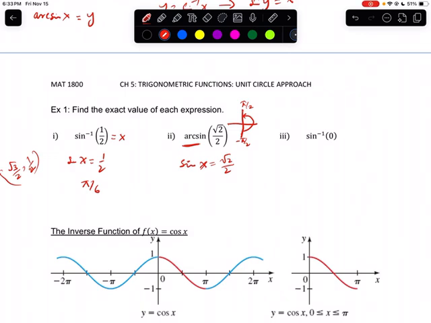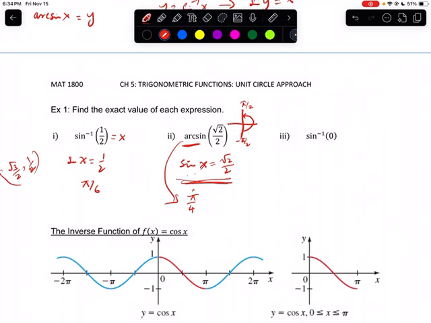If you look at the unit circle, there will be infinitely many values of x for which this equation is satisfied. But when we are looking for the inverse function, our domain is restricted, remember. So we are looking for the values between negative pi over 2 and pi over 2, including negative pi over 2 and pi over 2. So the value of this arc sine will be equal to pi over 4.